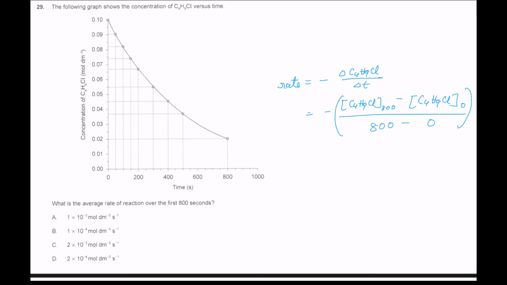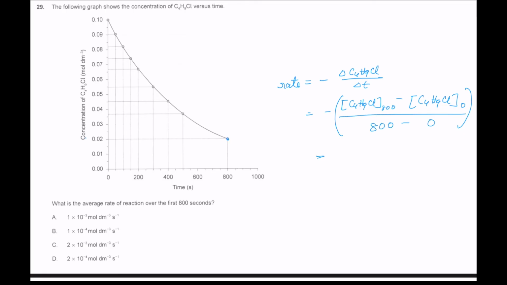Now 29, we have a graph that shows the concentration of C4H9Cl versus time. We have to find the average rate over the first 800 seconds. The average rate in the 800 seconds will be negative, or we can use this formula: negative of delta C4H9Cl divided by delta t. So first, the concentration of C4H9Cl at time 800 seconds minus the concentration of C4H9Cl at time 0. First 800 seconds, so from 0 to 800, and the time will be 800 minus 0.